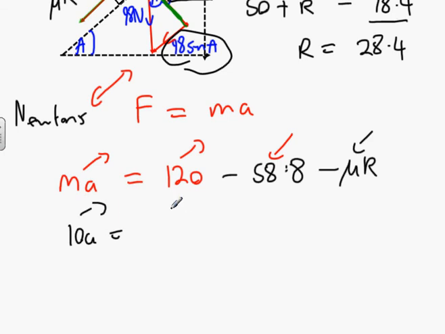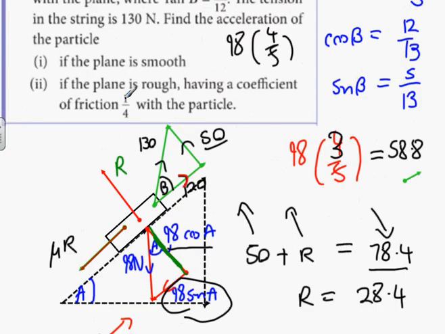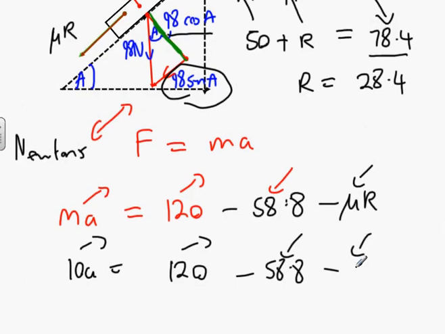Now, your mu R all of a sudden, ma is 10a. The friction is going to cause a slower acceleration than last time. So it's your 120 going upwards, your 58.8 going diagonally down, and what's mu for this question? A quarter. So it's going to be a quarter of your 28.4. And what would that be in total?